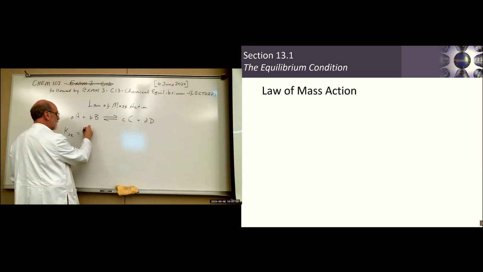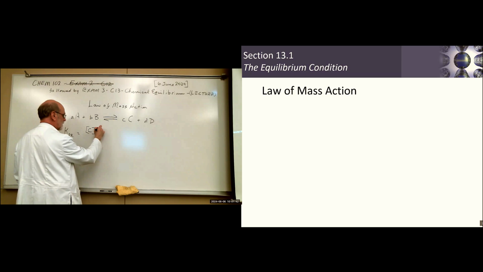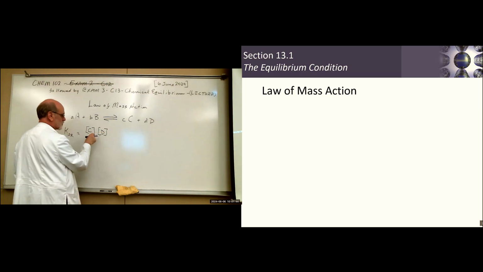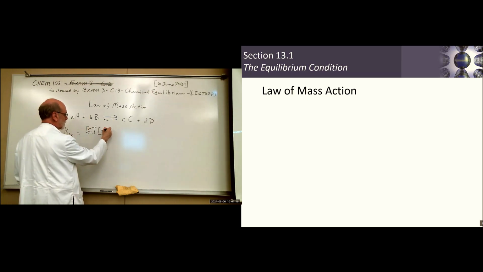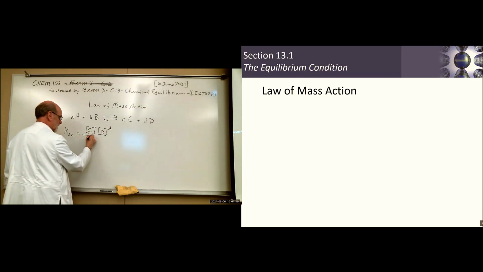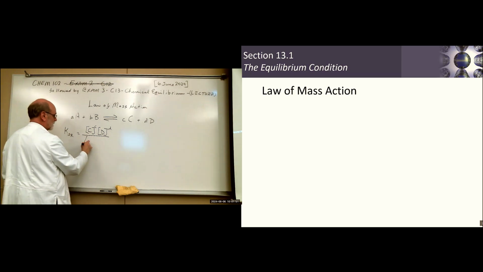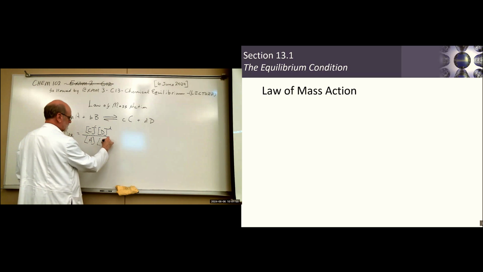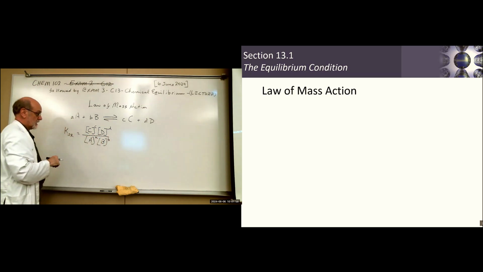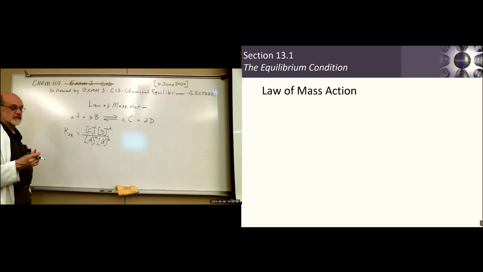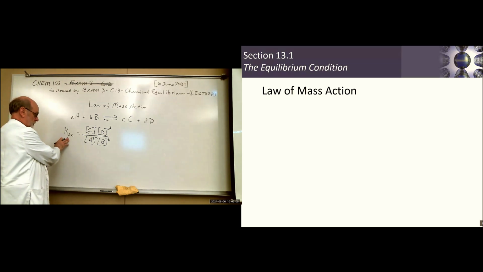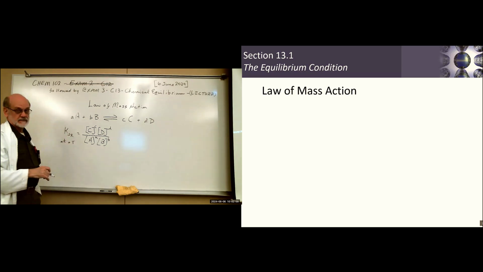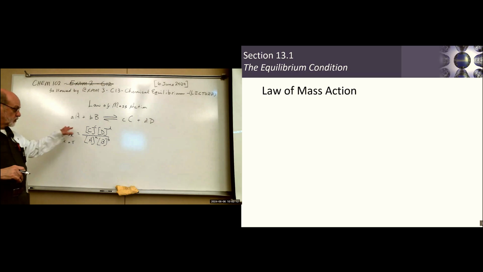At equilibrium, if we know the concentration of C and D, all we have to do is raise them to their coefficient power. And then in the denominator, we do the same thing with the reactants. Right? So that's a general expression for the equilibrium calculation, for the equilibrium constant at a temperature. If you change temperature, this will change.